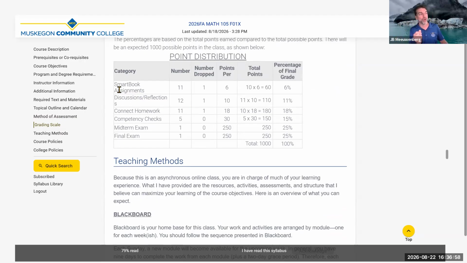Note I do drop your lowest SmartBook, I drop your lowest discussion reflection, and I drop your lowest Connect homework. So if for some reason you have a bad week or just miss it, you don't get it done, well, I give you one freebie.